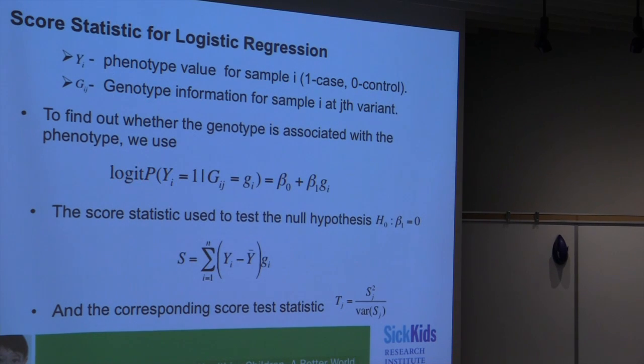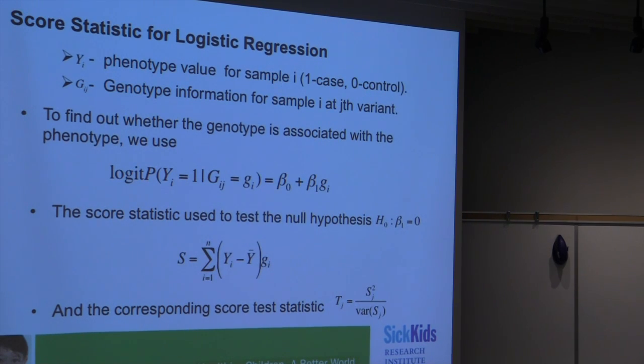Okay, so keeping that in mind, the general approach often to do genotype-phenotype associations, for example, for a case-control study, is to use logistic regression, right? You could use a score test for logistic regression. Here, Y is phenotype, so 1 equals case, 0 is control. G_ij is the genotype information for sample i at the jth variant.